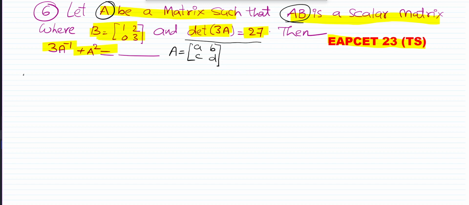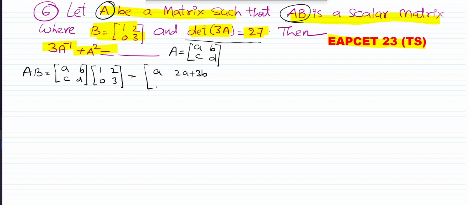Given that AB is a scalar matrix, where the A matrix is a, b, c, d, and the B matrix is given as 1, 2, 0, 3. Multiplying these two matrices, we get a, 2a plus 3b, and c, 2c plus 3d. That means this is given as a scalar matrix.